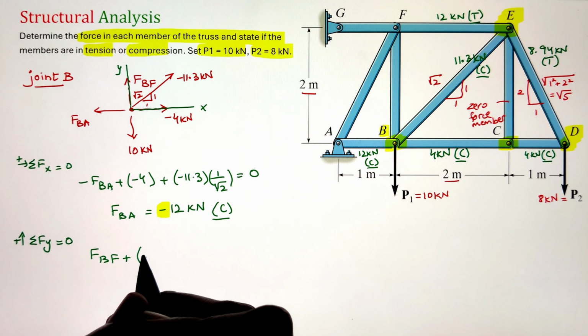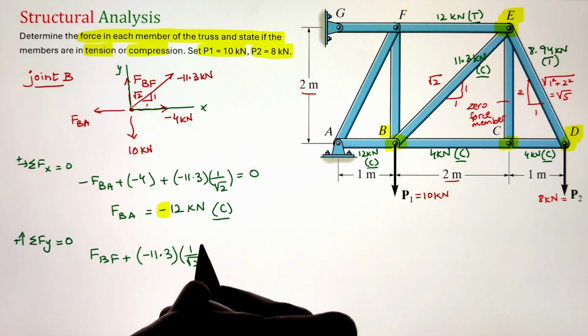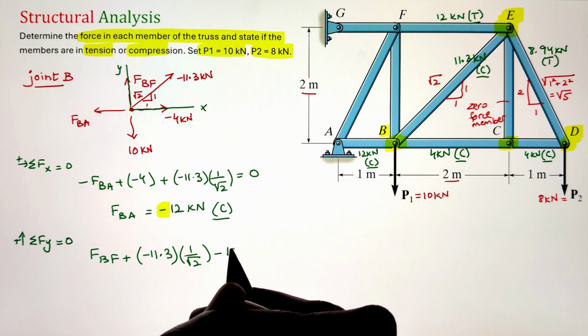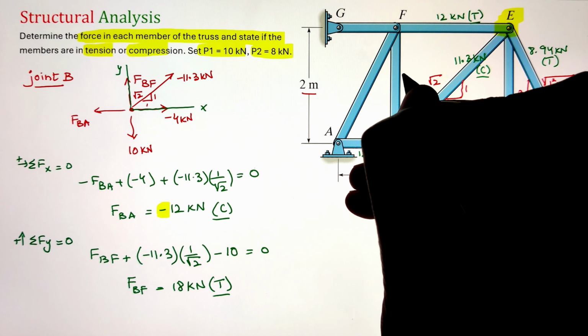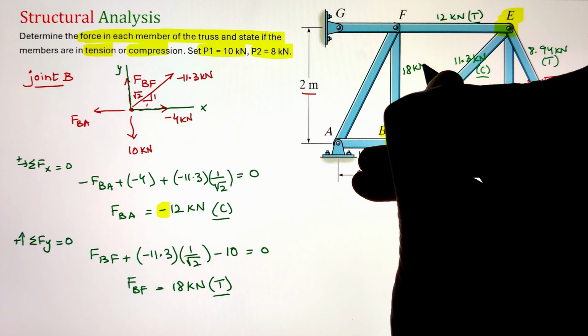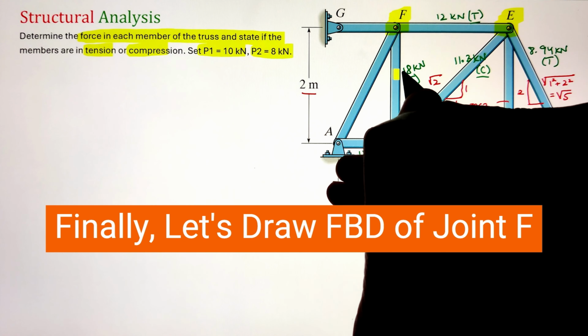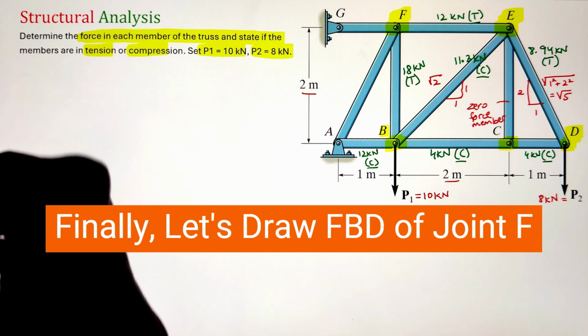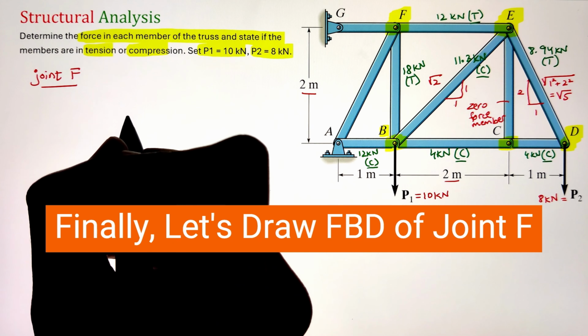Next, let's apply our summation of forces along the y-axis equals to 0. In this case, the only unknown I have is the force in member BF pointing upward, whereas I will have a component of force negative 11.3 in the vertical direction that is calculated by multiplying it with 1 over root 2, and then my external load is acting downward. That's why it is given as negative 10. Simplifying, we get our value of force in the member BF as 18 kilonewton. Now here we have a positive number. This is telling us that the force in the member is in tension.